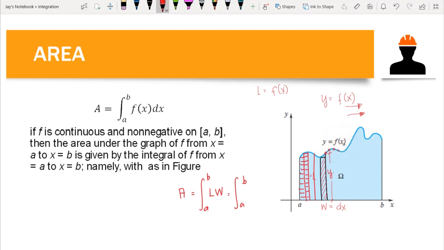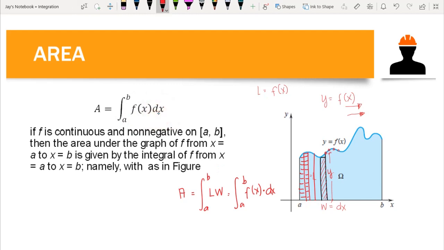So we have our length, that is the function of x, and the width, that is a very small, infinitely small width, so this is dx. So this is the general form of our area. We sum up the areas of the rectangular strips from a to b. This is the height, the function of x, and this is the width, that is dx.